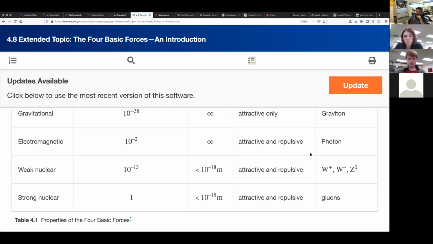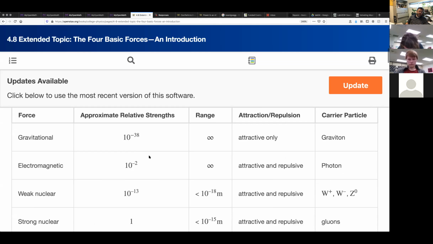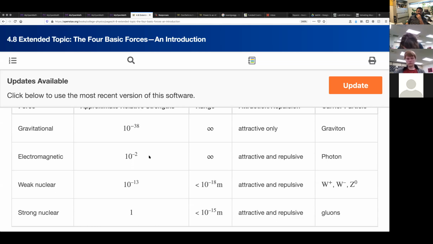So the particle for electromagnetic is the photon, which is what light is. Light is made of photons. The weak nuclear force is all these three different particles here. And then the gluons are for strong nuclear, which is kind of funny. They called it the gluon because it's like really strong glue to hold the nucleus of an atom together. I'm not kidding. That's why they call it that. But anyway, these are the four fundamental forces, and there are no other forces as far as we know.